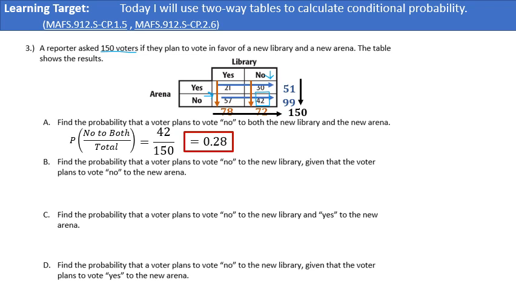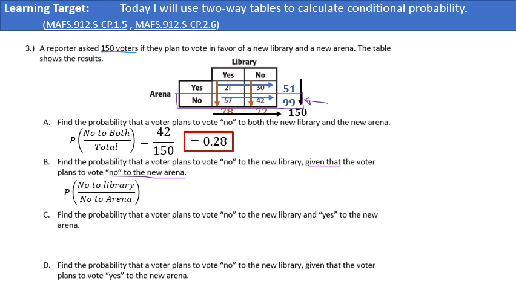Okay, now look at B. Find the probability that a voter plans to vote no to the new library, given that the voter plans to vote no to the new arena. All right, so now we have a given that. That means we're going to change our denominator. Given that the voter votes no to the new arena, now we are focusing on this, no to new arena. So what's our denominator going to be? 99.